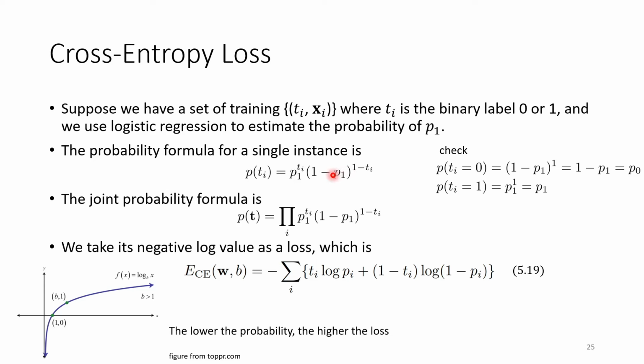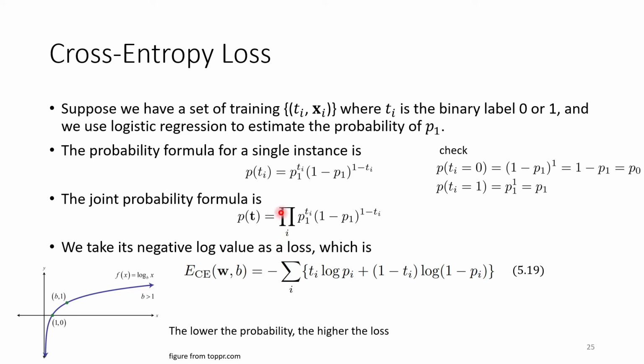And if the label is 1, then this term will become 1, so we can ignore it. Then the probability will be P1 to the order of 1, which is P1. So check, okay, the equation is correct. This is just for a single instance, and we have a set of training instances, so their joint probability will be the product of all of those probability values. So here's the product. And if we take its negative log value as a loss, it will be this.